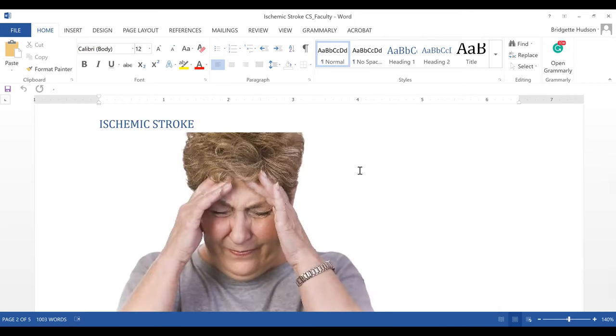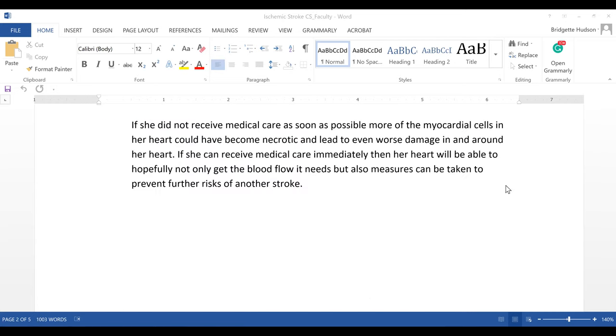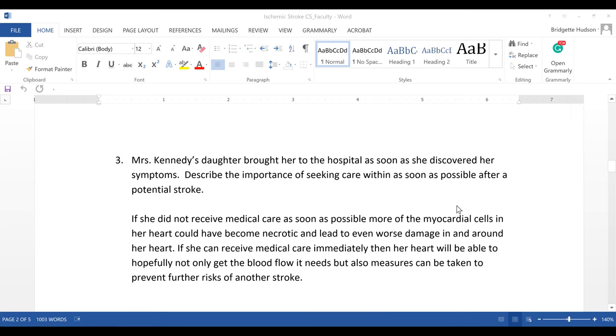Okay, let me just get back to here. So if she didn't receive care, it's a possibility that her myocardial cells can now be affected and she could end up with a heart attack, as well as not being able to receive the clot buster.